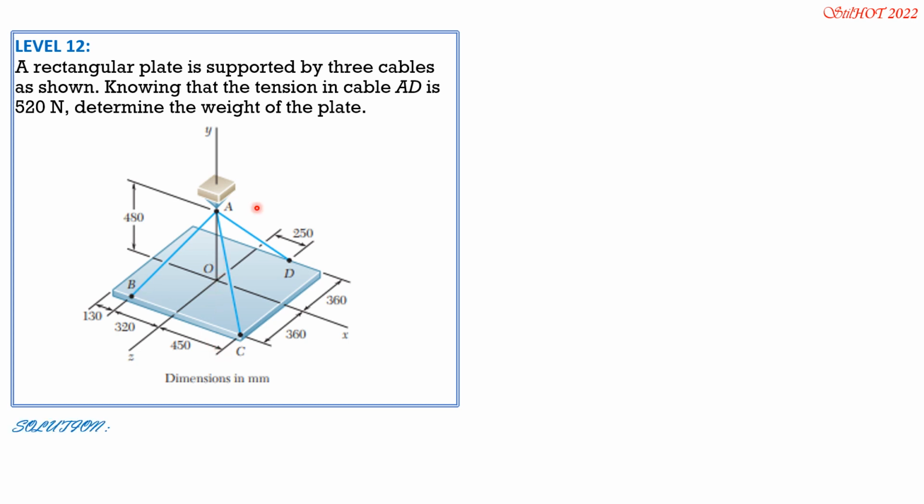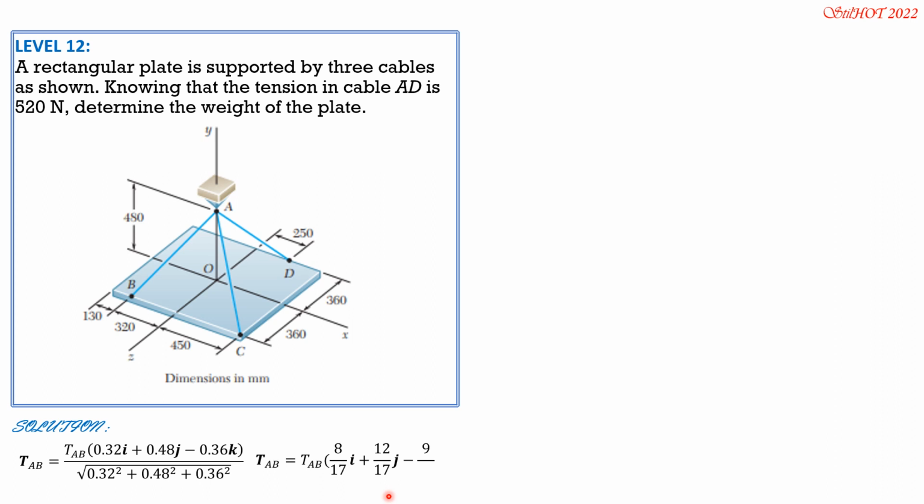So tension AB or tension BA is directed to the right. So it is magnitude of tension AB times quantity 0.32i plus 0.48j upward, then backward negative 0.36k over square root of 0.32 squared plus 0.48 squared plus 0.36 squared. So tension AB in simplifying is magnitude of tension AB times 8 over 17 i plus 12 over 17 j minus 9 over 17 k.